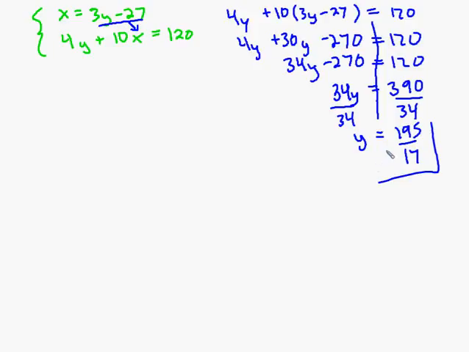I take that and I'm going to replace y with it. So it's going to make sense to replace it into this one that's already solved for x because that's the other thing I need to know. So I'll do x equals 3 times 195 over 17 minus 27. And it is going to be pretty nasty. So I need to multiply 195 by 3 because my denominator of that is a 1. So it's 195 times 3. 585.